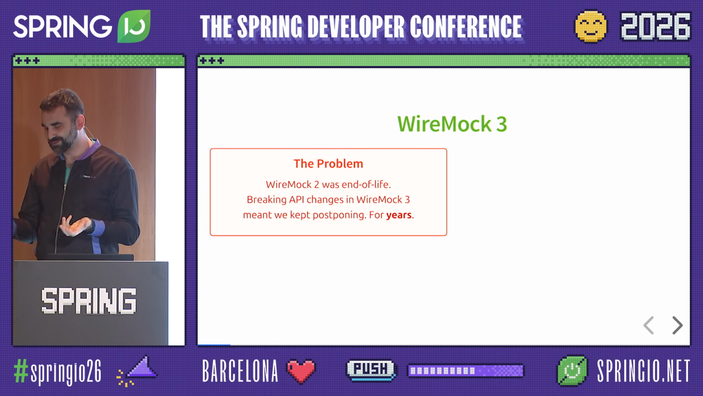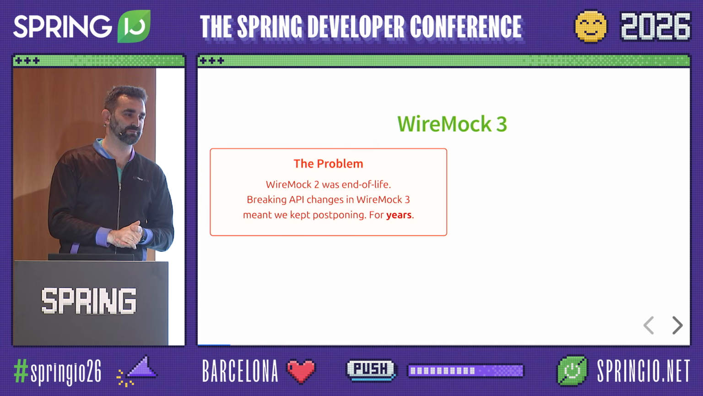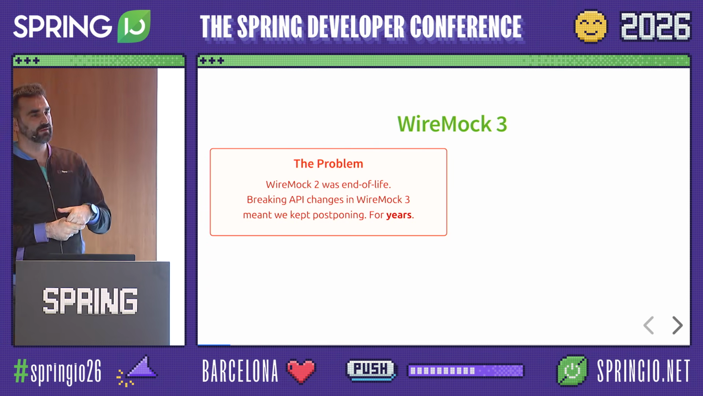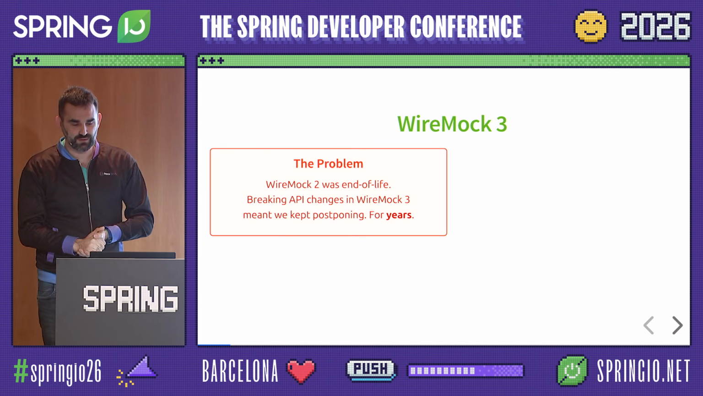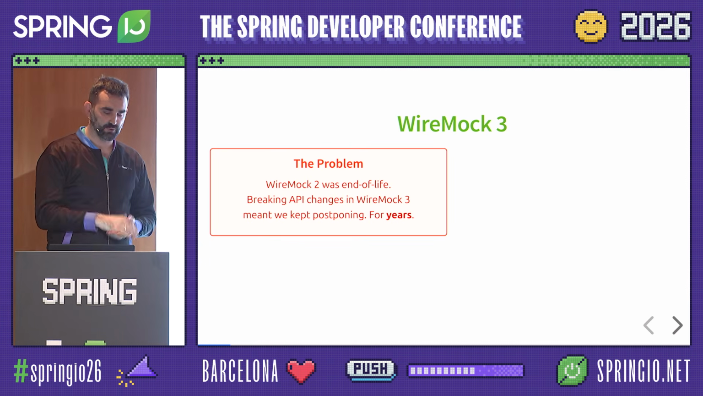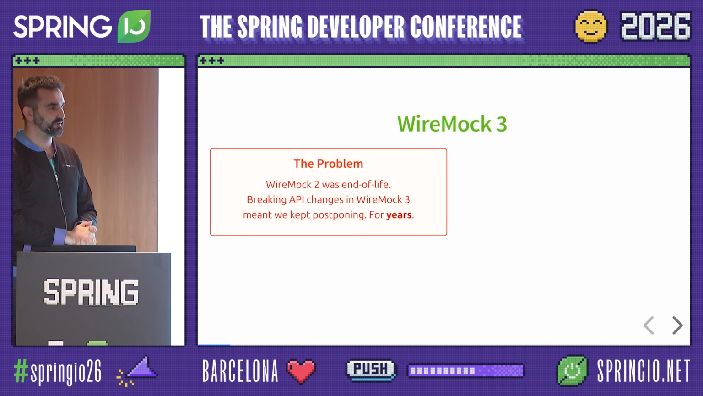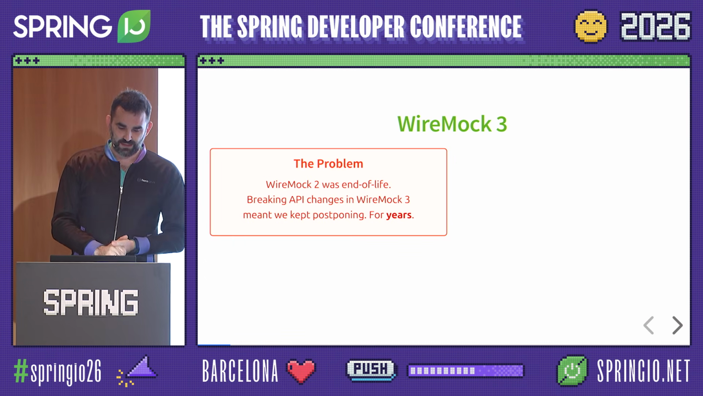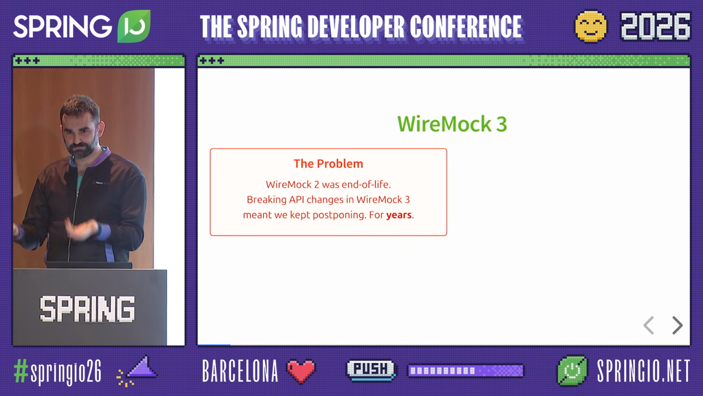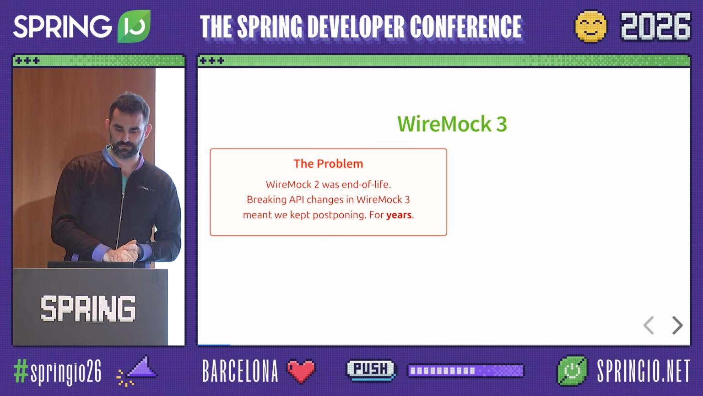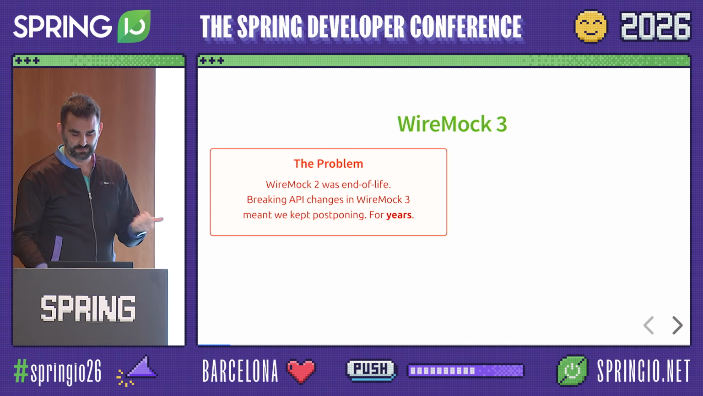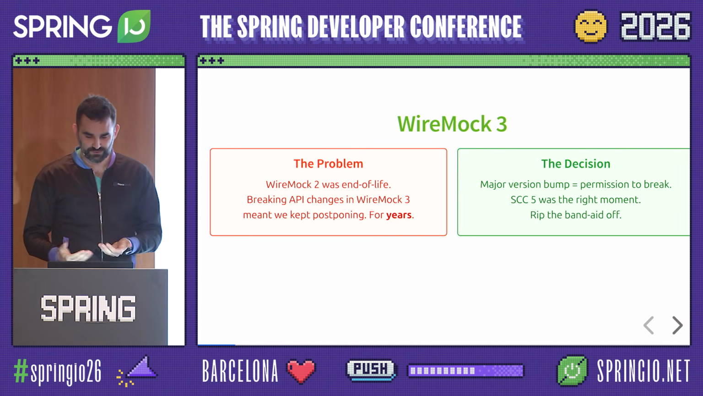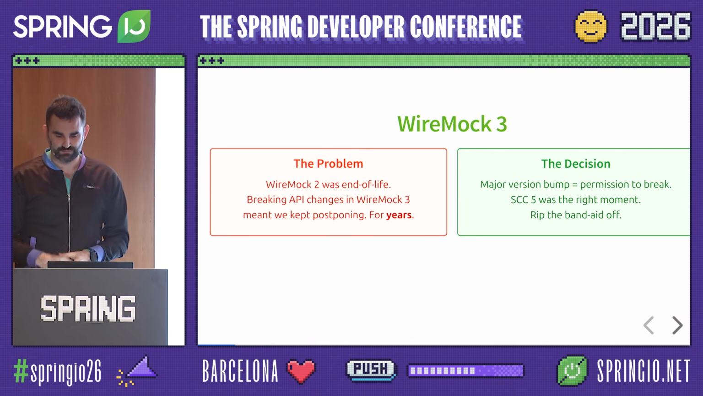First of all, WireMock 3. In the meantime, everybody had WireMock 2. Who knows WireMock? Okay, almost everybody. WireMock is a Java project that allows you to stub an HTTP server. And we had WireMock 2, which was like end of life. There was WireMock 3. There were breaking changes, and we couldn't upgrade. So finally, the decision was there. We can finally do it.